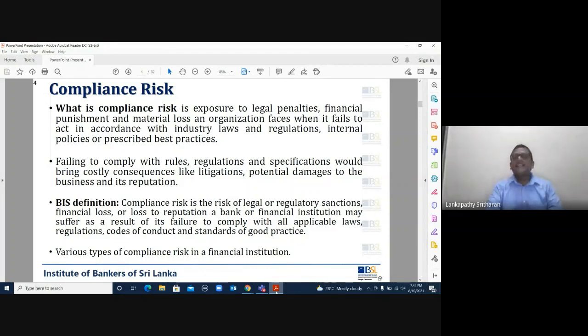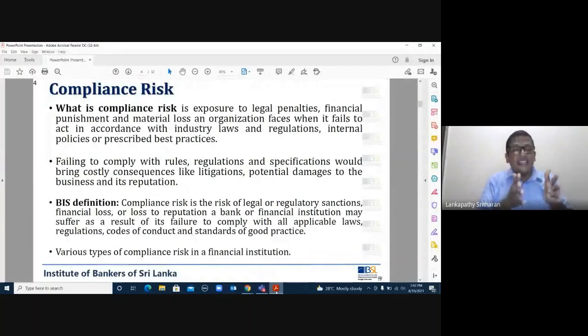financial institution, because from time to time, I think every quarter, the FIU announces through press releases that we have imposed penalties on these institutions for non-compliance with FIU requirements. So those things will create reputational risk, or reputational loss. So all these risks could be considered as compliance risk.